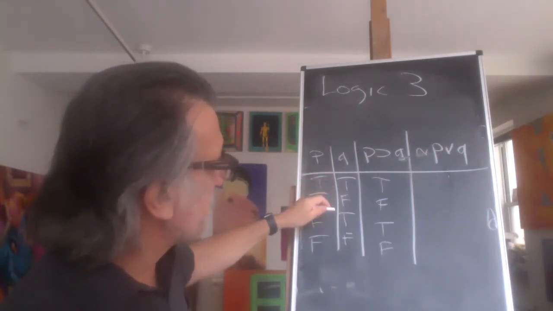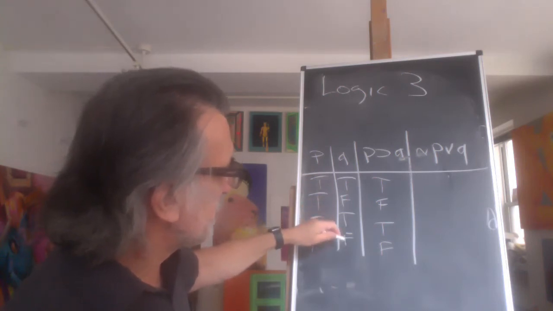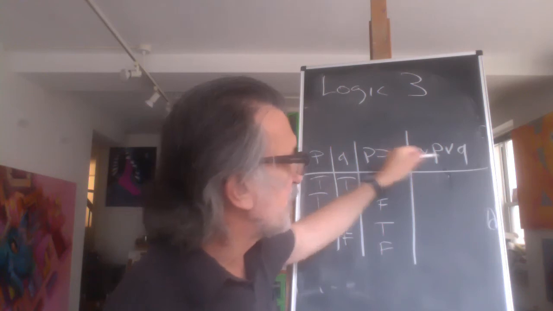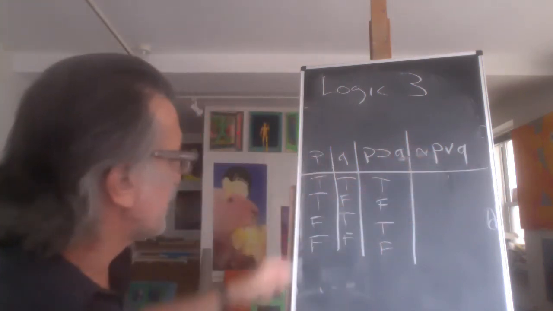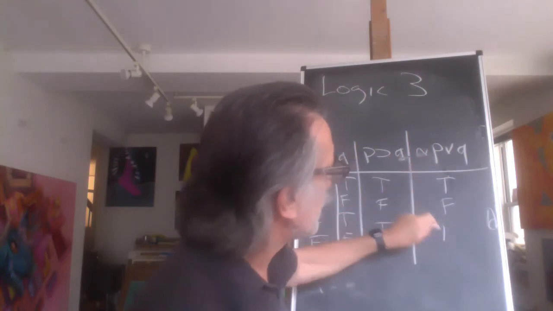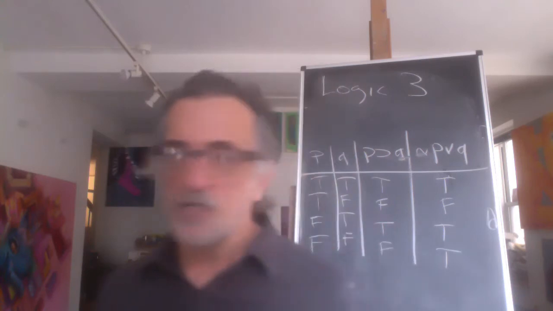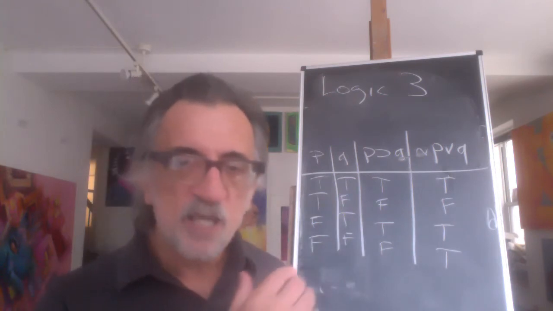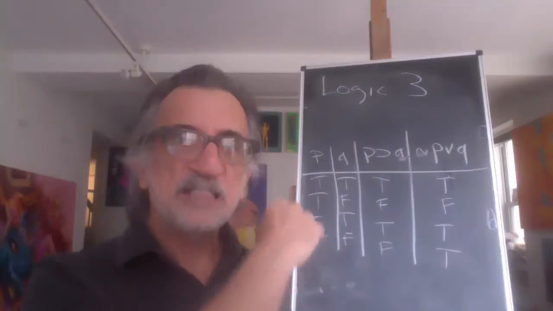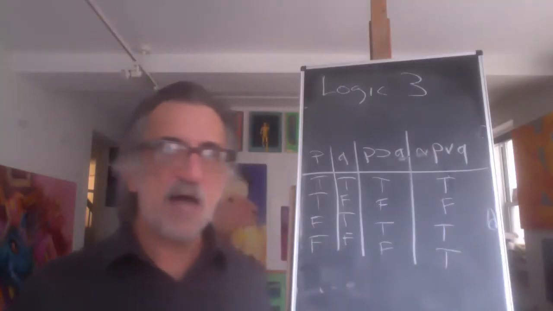When will not P or Q be false? It'll only be false when not P is false and when Q is also false. That's in the second line. Otherwise, this disjunction is true. And you can work through this yourselves at home if you want to double check. Well, you can see that the column for if P then Q is identical to the column for not P or Q.